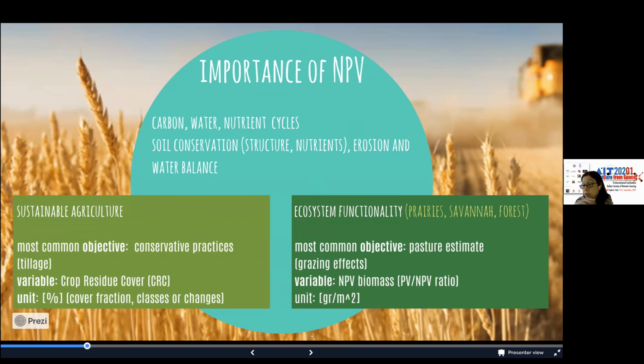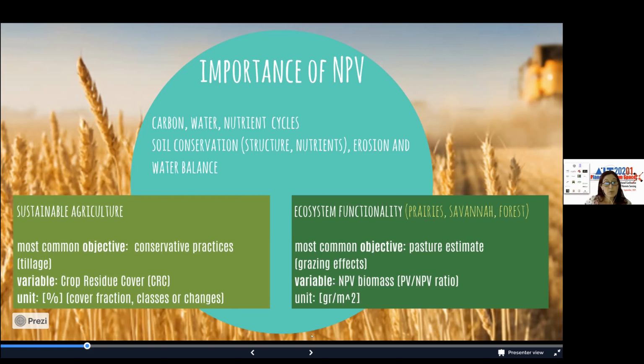And in the literature, there are too many study branches about NPV. One pillar is ecosystem functionalities. In this pillar, the real variable is biomass, gram per square meter. And the most common objective is cost per estimate and grazing effects.